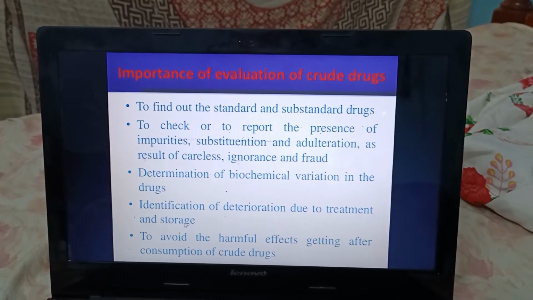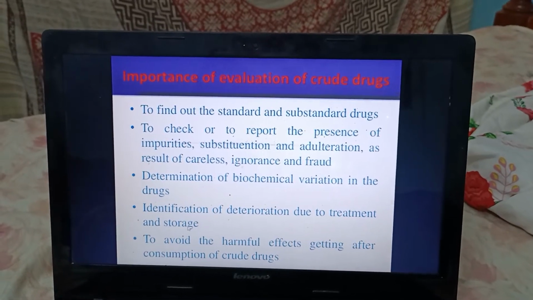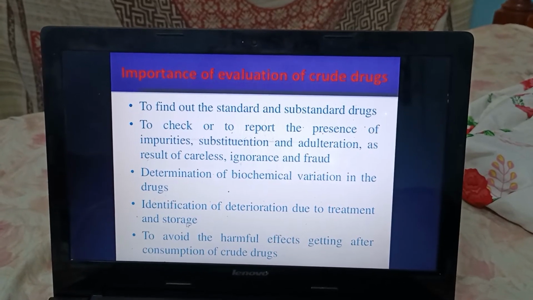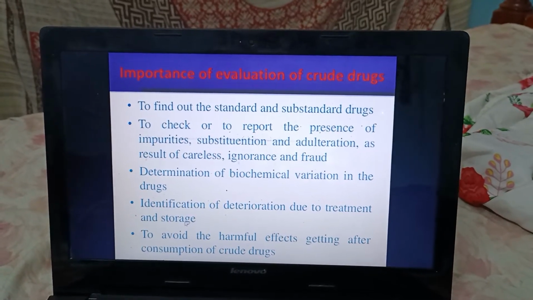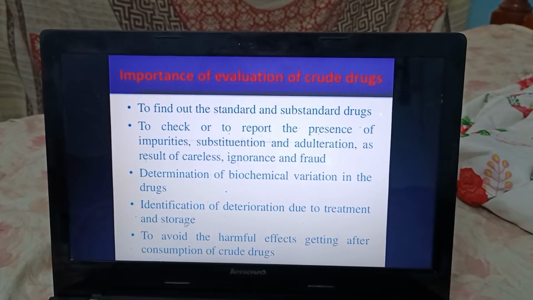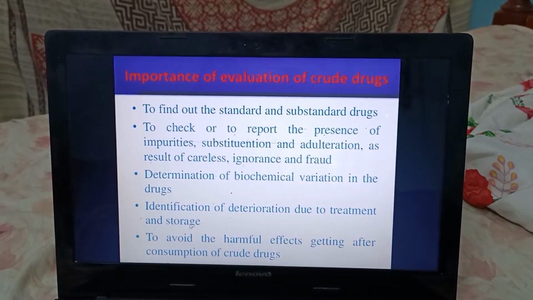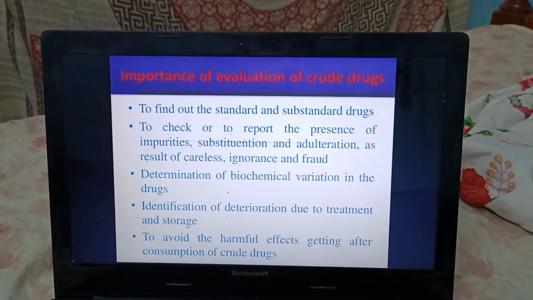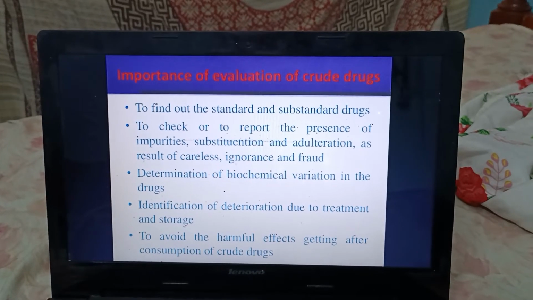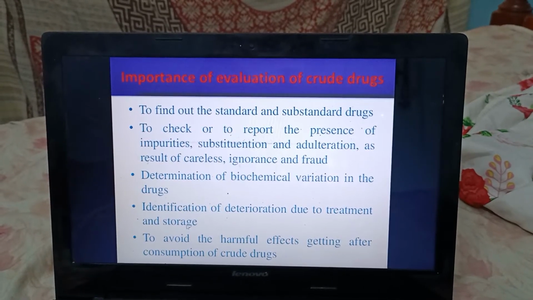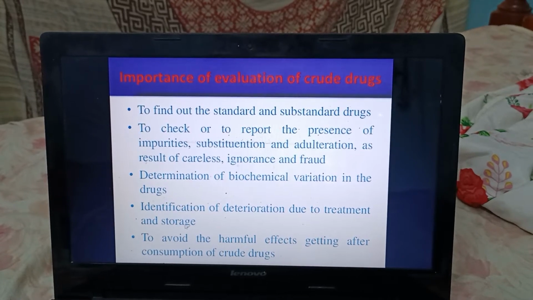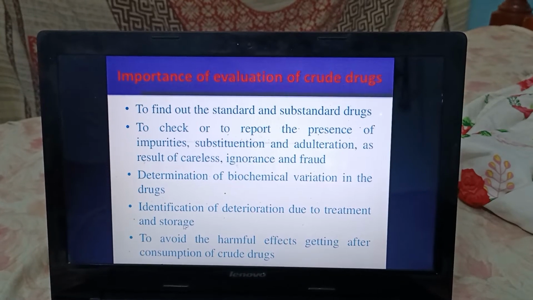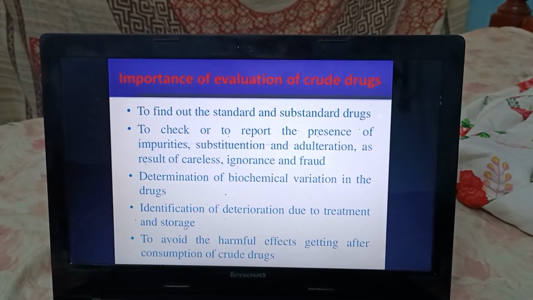And what is the importance of evaluating the crude drug? Why are we going to do this crude drug evaluation, and what is the importance? So these are all the things we are going to see in this slide. Okay. To find out standard and substandard drugs. So after completion of this process, what we are going to know is the standardization, how standard the drug is. Okay. Then to check or to report the presence of impurities. Is there any impurity present in it, or is it completely pure? So these are the things we are going to check in this category.